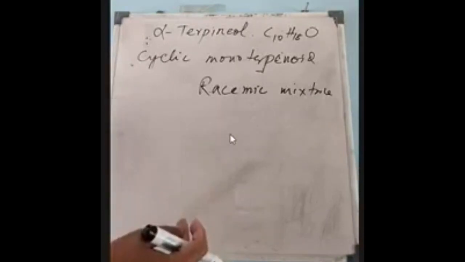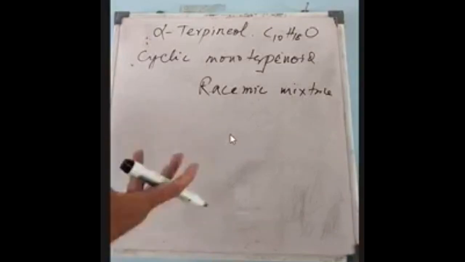How is the racemic mixture formed? By mixing equal amounts of two optically active isomers. If 50% levo and 50% dextro, or 50% minus and 50% plus, that will be the racemic mixture. The process is known as racemization. And the opposite of racemization is resolution.